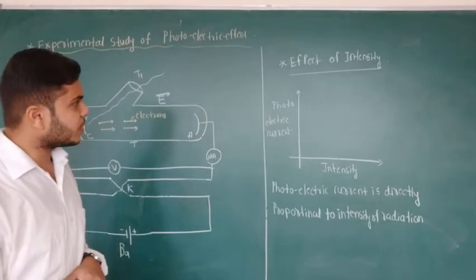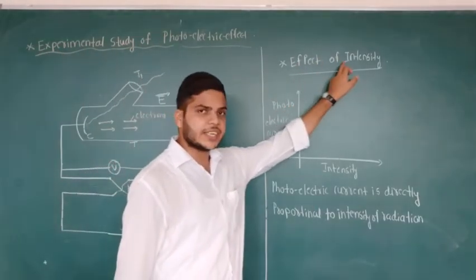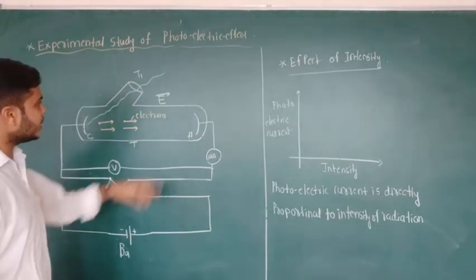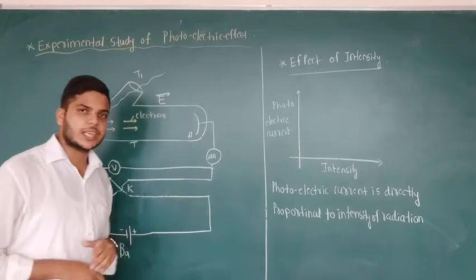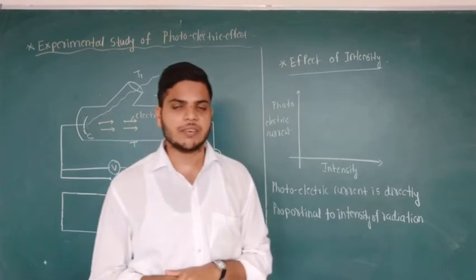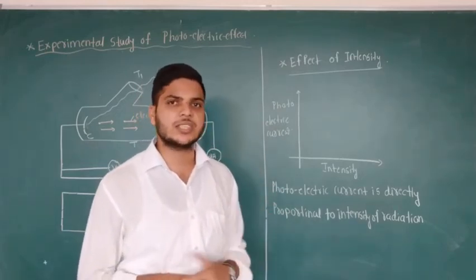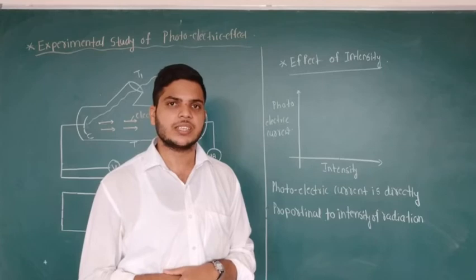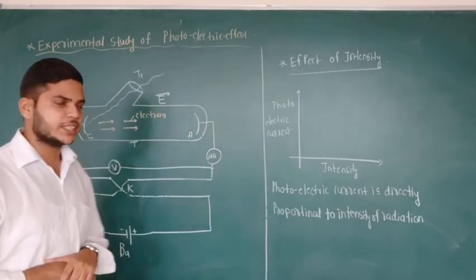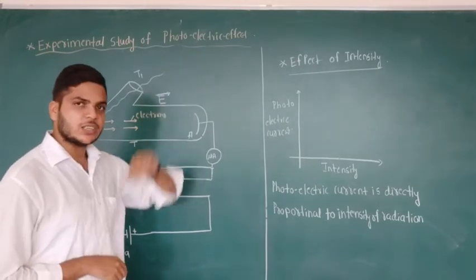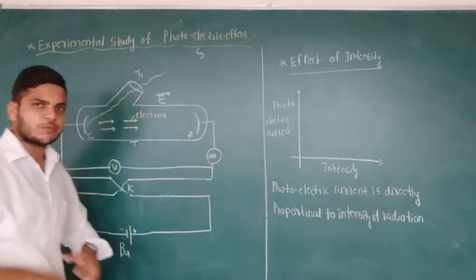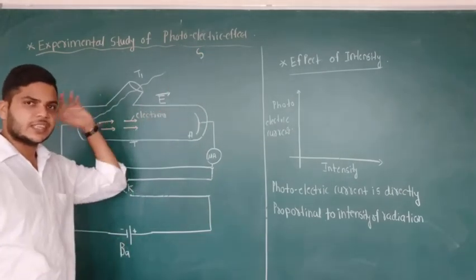Okay. Now the first observation is the effect of intensity on the photoelectric current. In the first case, we are changing the intensity of the radiation by keeping the frequency and other quantities constant. Here we are not changing the frequency and we are not changing the potential difference. We are changing only the intensity of the radiation. How will you change the intensity of radiation? By changing the position of the source.